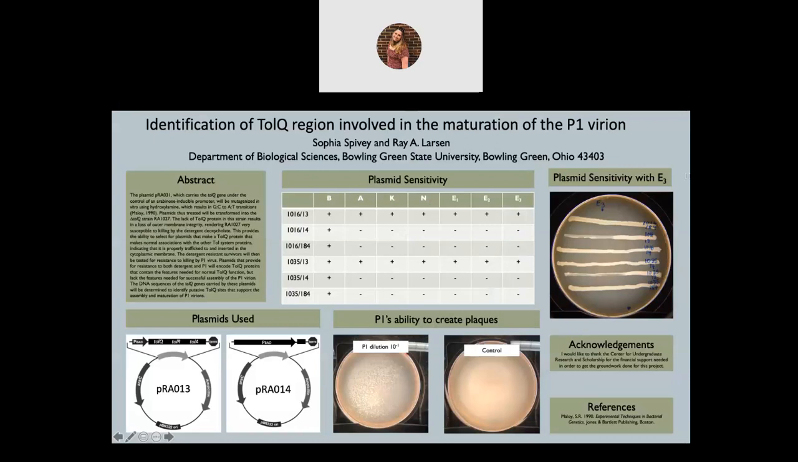Hi, my name is Sophia Spivey, and my project is the identification of the TolQ region involved in the maturation of the P1 virion. I did my research in Dr. Larson's lab at Bowling Green State University. Let's dive right into the abstract.